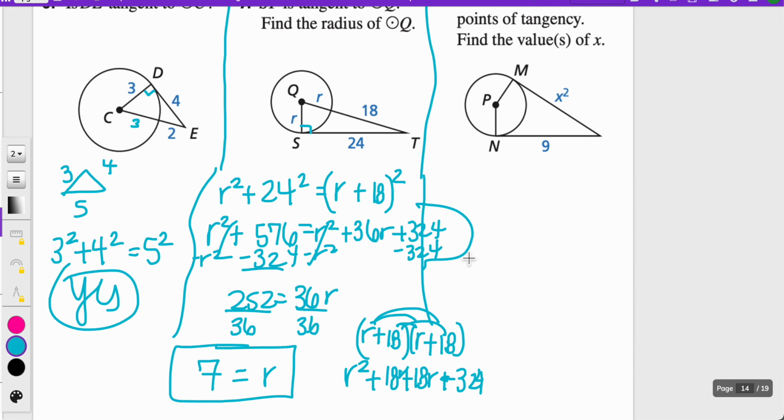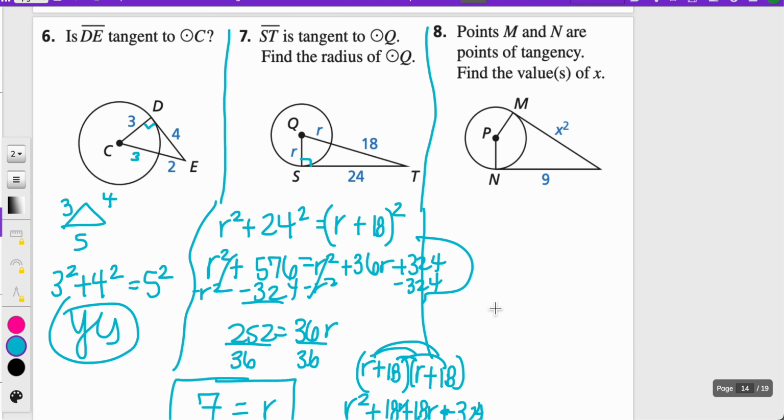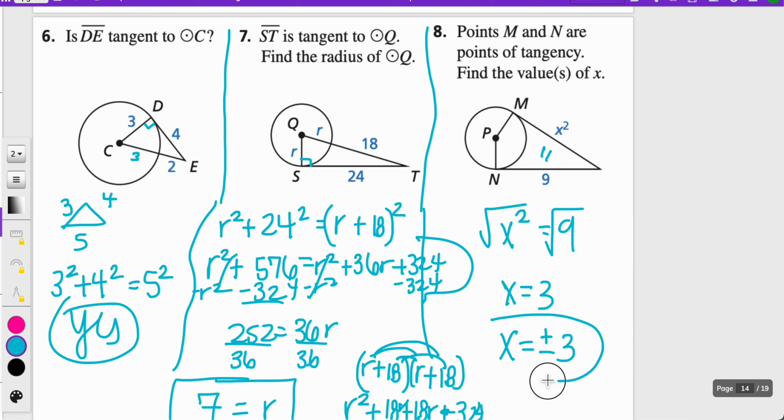Okay. Our last one, points M and N are points of tangency. Find the values of x. Okay. So when we want to find points of tangency, remember that's where we're looking for these two being equal. So just keep in mind, if I have x squared is equal to 9, a lot of you would just say 3, right? Because the square root of 9 is 3, so x could be 3. But if you really want to dig deep in here, technically, you could have a positive 3 or a negative 3, okay? So that would be your leveling up question, all right?